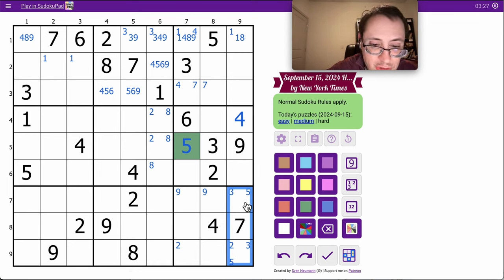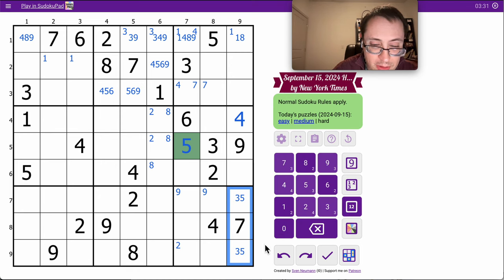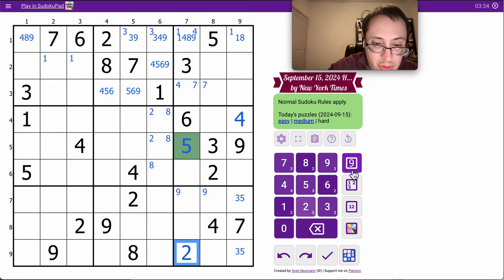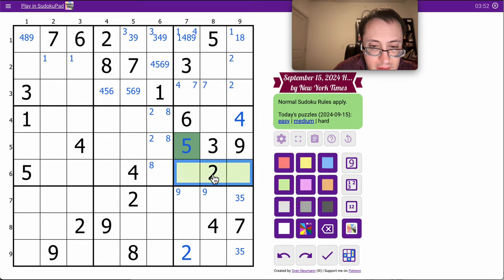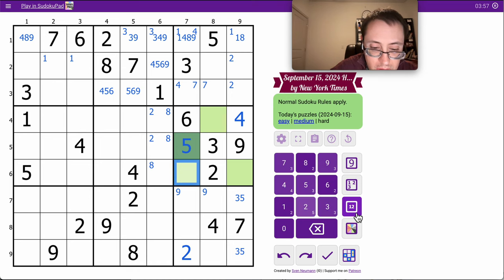Because I've got three and five in the same region, in the same two spots, that must be a 3-5 pair. That leaves one place for a two. Three, four, five, six, nine. Okay, I need one, seven, and eight. Fill out the region.